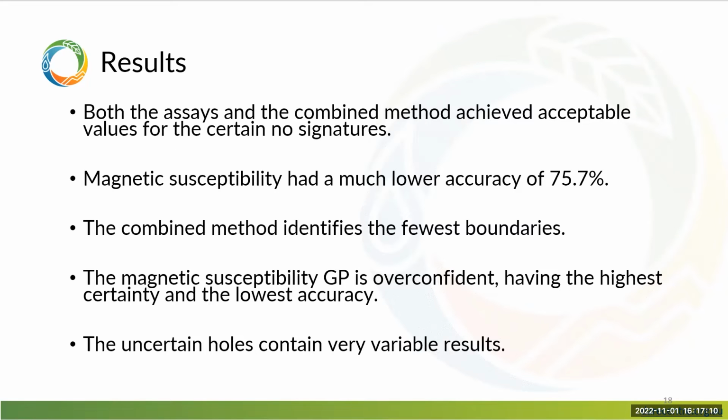Both the assays and the combined method achieved acceptable values when they identified certain no signatures. However, the magnetic susceptibility had a much lower accuracy of only 75%. The combined method identified the fewest boundaries, but with the highest accuracy. The magnetic susceptibility GP was found to be overconfident, as it had the highest certainty of the 3 methods, but the lowest accuracy.